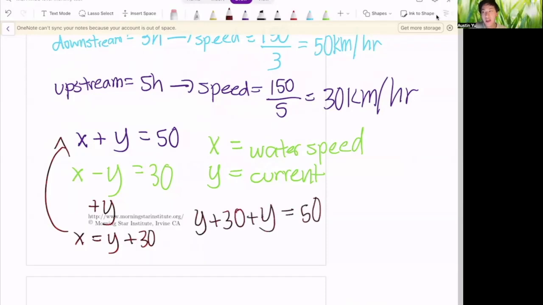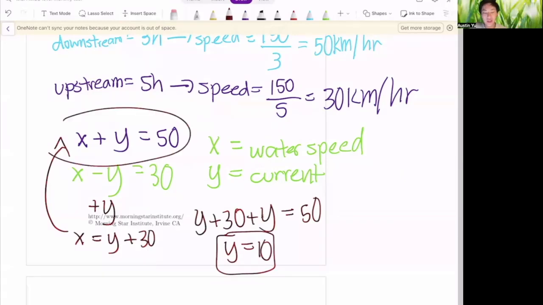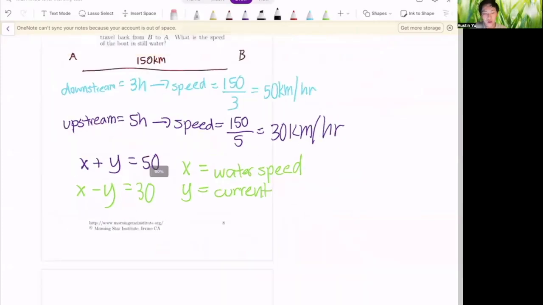And then we will note that y plus 30 plus y equals 250, and then we can just say that y is equal to 10, right? And then now let's find out x, which is the water speed or the original equation. We can just plug it into this equation right here. 10 plus x equals 50, x equals 40. x equals 40, or the current water speed.